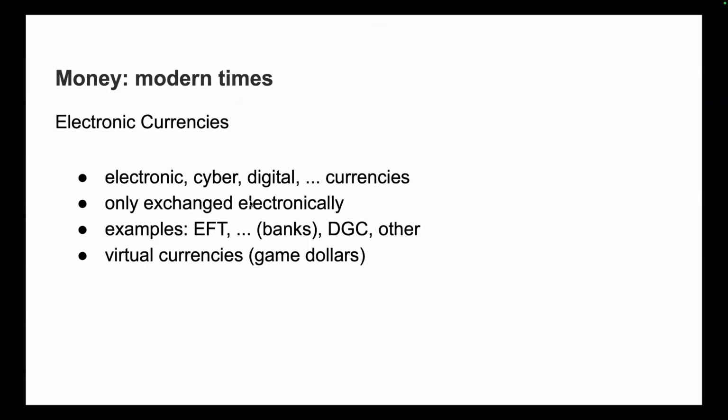So then we have modern times, and with modern times we used paper and minting of coins, and we went to electronic currencies. There were a lot of electronic currencies before cryptocurrencies, and some of them were only exchanged electronically, and they had some sort of linkage to the banking system. Electronic fund transfer, banks, systems sort of similar to that, okay?